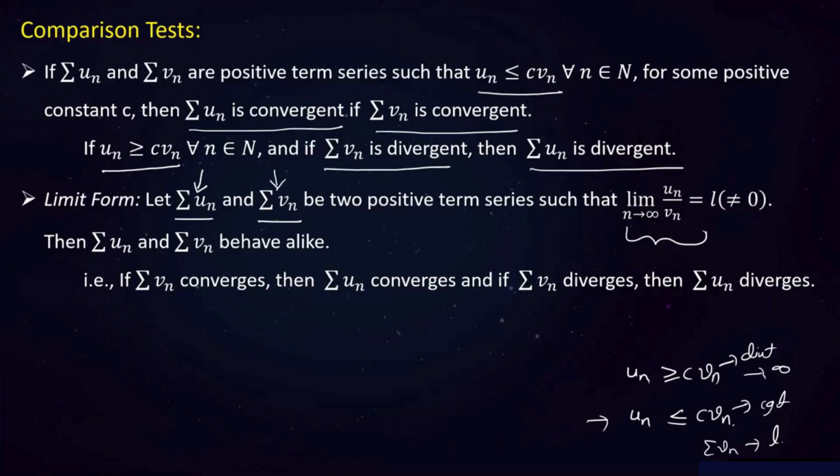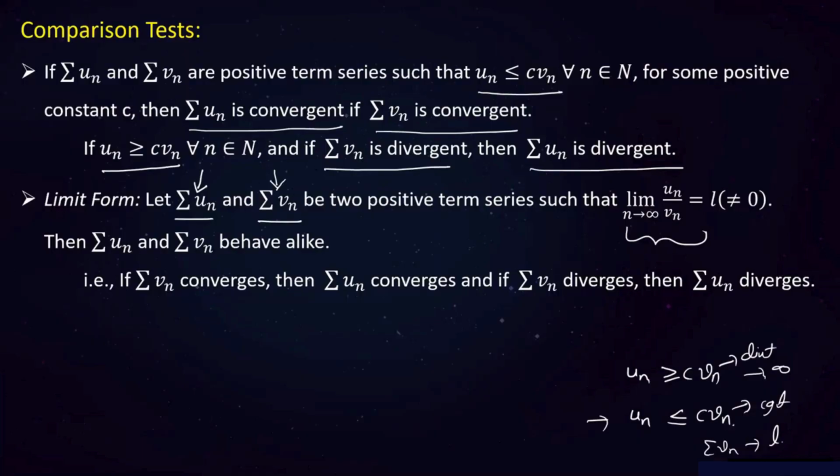And of course, there are cases where you may get the limit itself as infinity. In all those cases, we cannot decide anything about the convergence of Un. But when the limit is finite and non-zero, in that case only we can decide; these two behave alike, right?